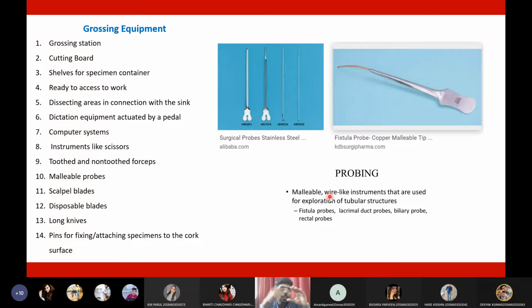We need to clear the clotted blood vessel. The lumen of the blood vessel needs to be cleared. For that purpose we can insert a probe, a steel wire, and we are able to clean the blood vessel. So this is called a probe. If they are flexible, then they are called malleable probes. Malleable probes can be used for clearing or dissecting the tissue in the gross examination.